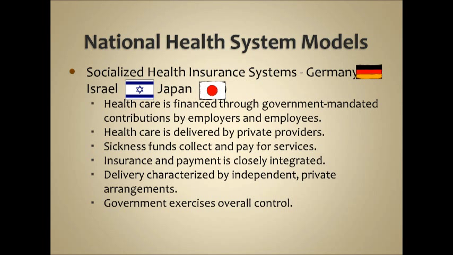Socialized health insurance systems like Germany, Israel, and Japan have healthcare which is financed through government-mandated contributions by employers and employees, so it's done through employment. Healthcare is still delivered by private providers, but sickness funds collect and pay for services. Insurance and payment is closely integrated, and so delivery is characterized by independent private arrangements. In the face of all that, the government exercises overall control. So this is a little more complicated system than Great Britain's system. There's a little more involved, but ultimately the government still is mostly in control.